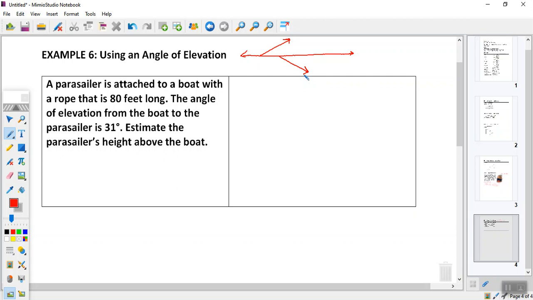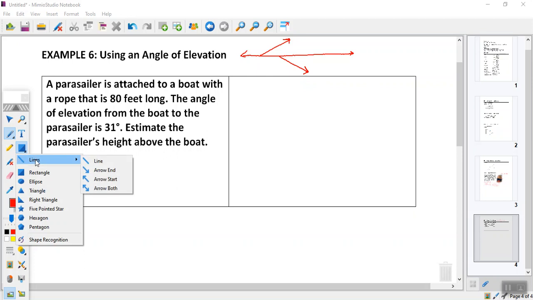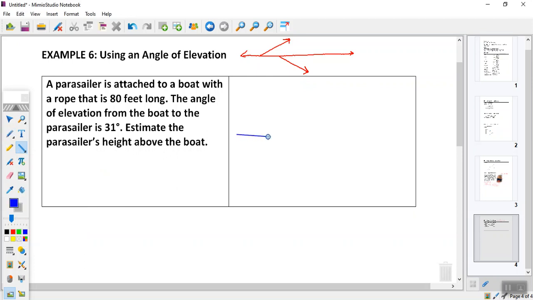Alright, so the parasailer is attached to a boat with a rope. How long is the rope, kids? 80 feet. Okay, the angle of, here it is right here, kids. The angle of elevation. Guys, you gotta understand, if I ever use angle of elevation or angle of depression, it's always relative to what kind of line? Horizontal. So there'll always be some kind of horizontal, so we're assuming maybe the ocean or whatever body of water we're on is flat right here, okay? We'll say maybe the boat is right here.